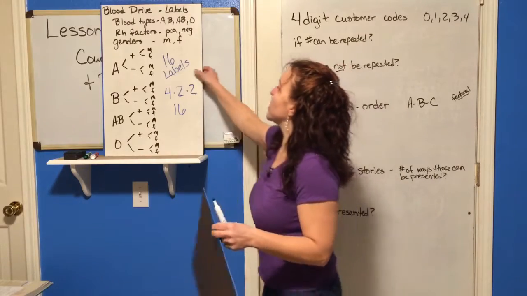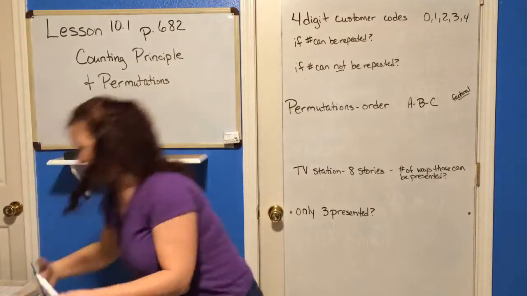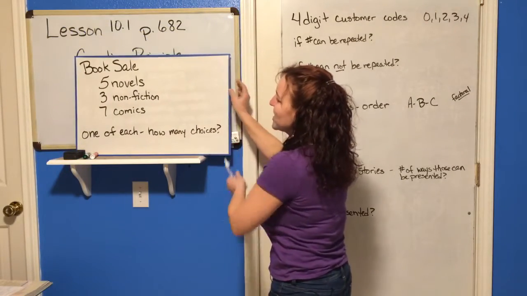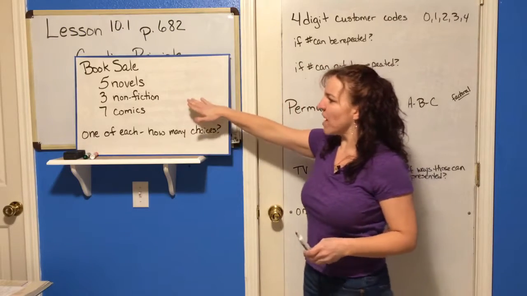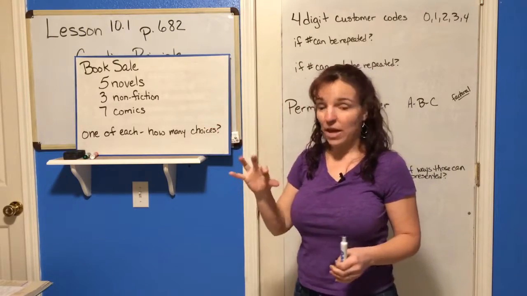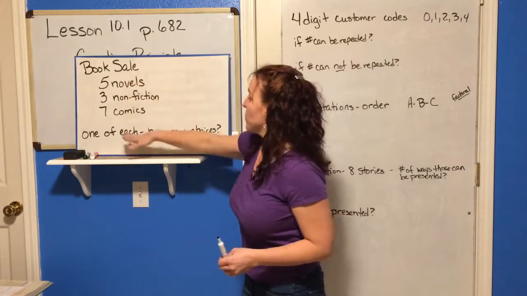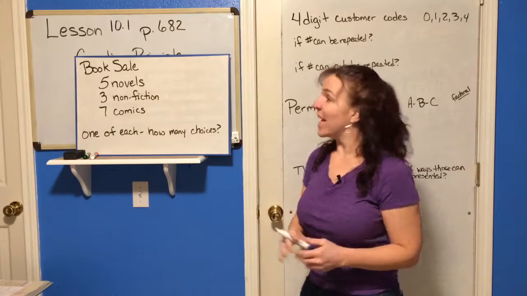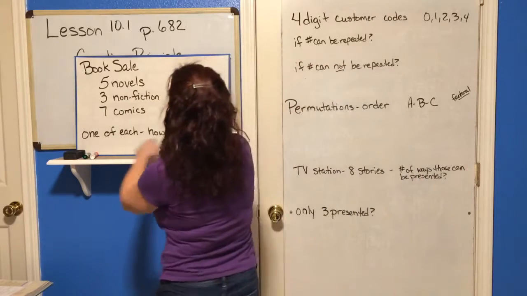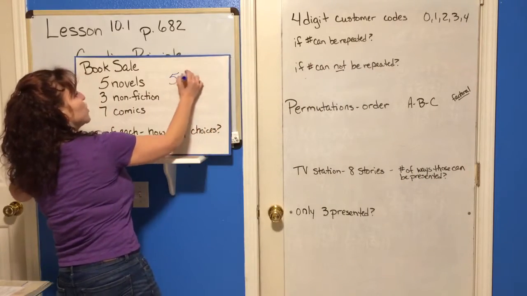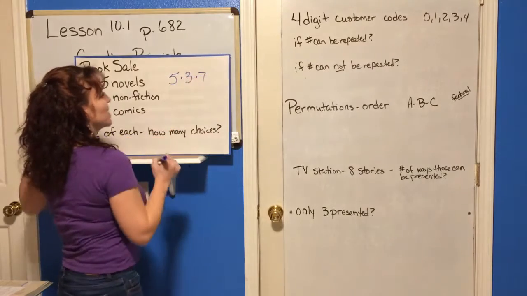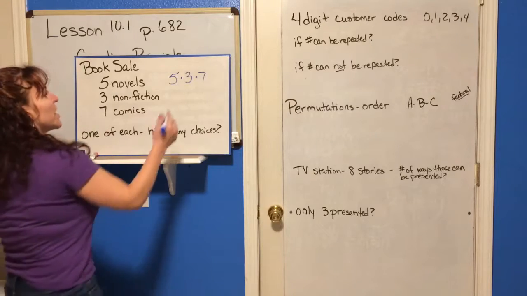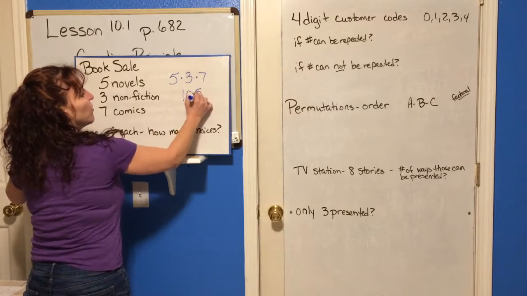All right, so let's say we've got a book sale going on. Let's use this fundamental counting principle. The books that are on sale: we've got 5 different novels, 3 nonfiction books, and 7 comics. And I want one of each of those. How many different choices do I have? Well, once again, we've got 5 novels, so that's 5 choices, times the 3 nonfiction, times the 7 choices of comics. Plug that into your calculator. 5 times 3 is 15, times 7 should come up with 105.